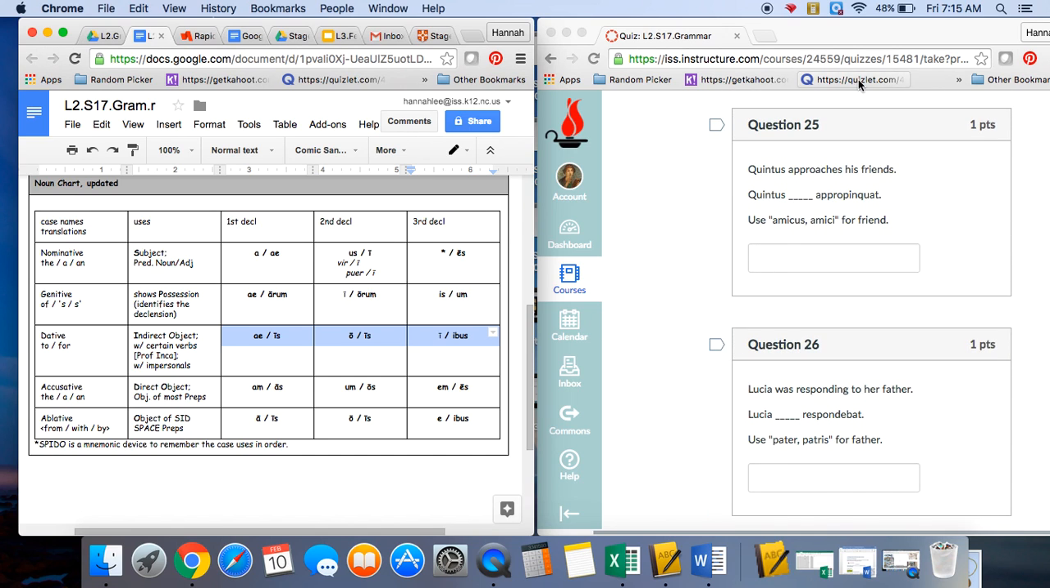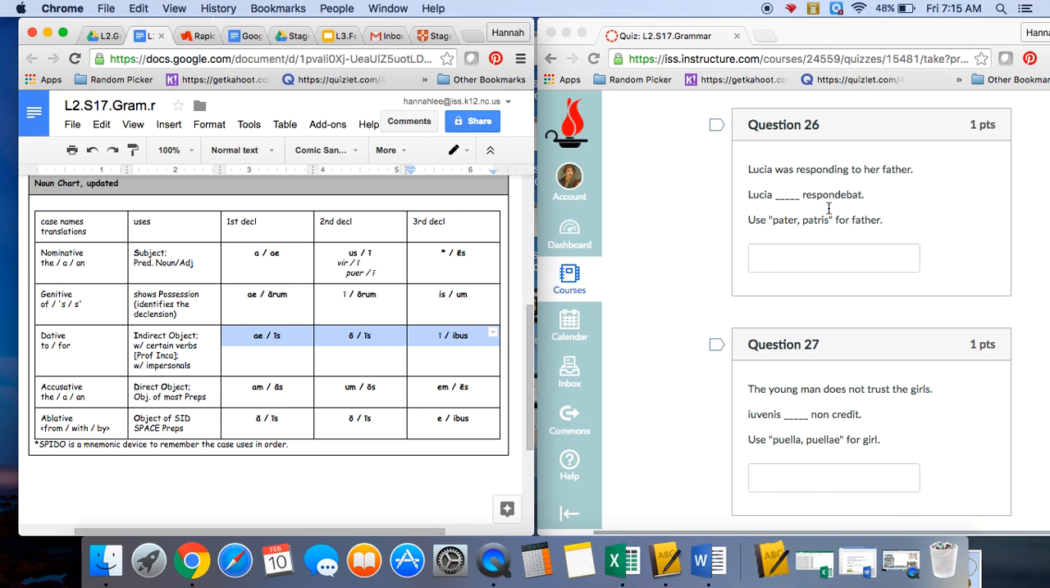Let's look at question number 25. Quintus approaches his friends. Okay, friends is going to be either accusative or dative, depending on the verb. Apropinquo is one of the verbs from stage 17 that take the dative. So that means that friends, plural, has to be dative. Friend is amicus. It's a U-S, I word. This I means that it is second declension. We need it to be dative, and we need it to be plural. A-M-I-C-I-S.